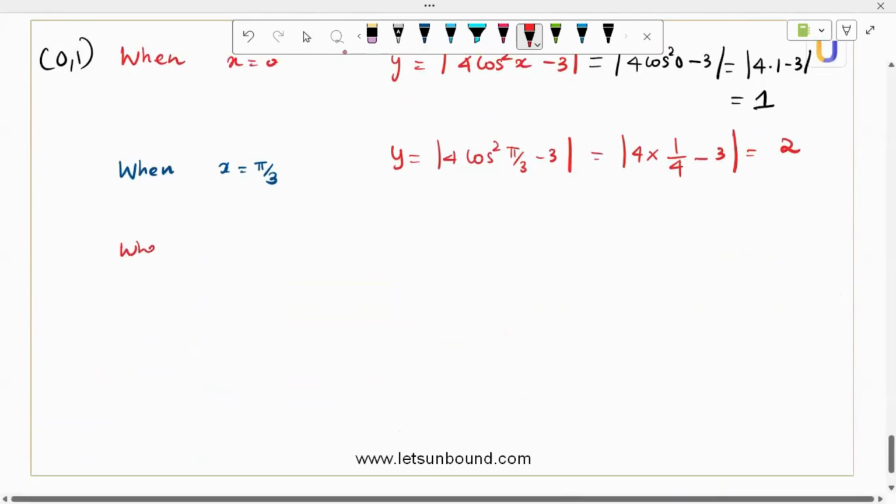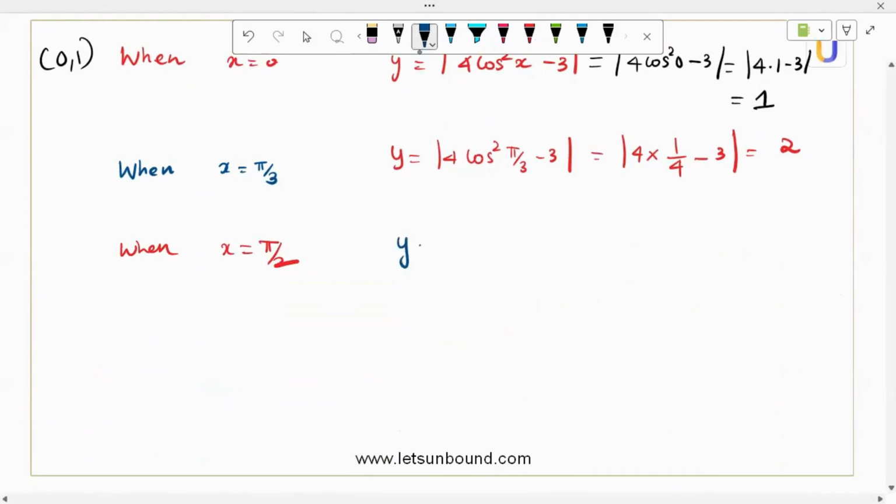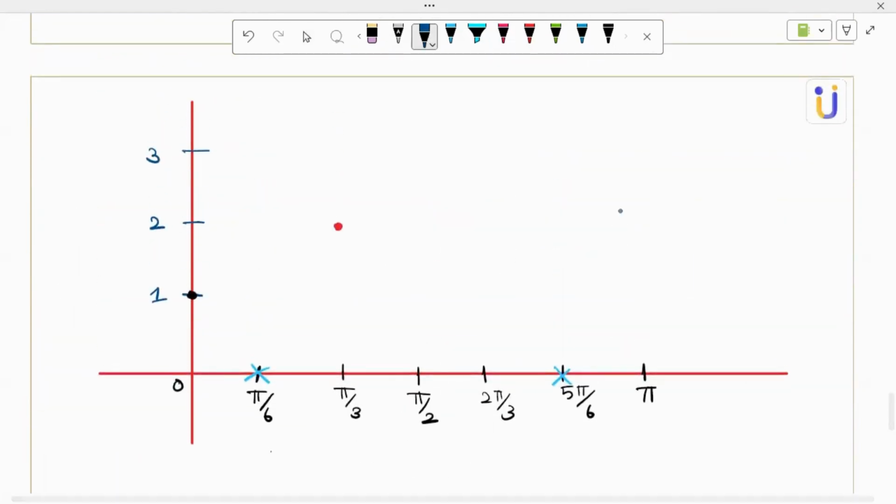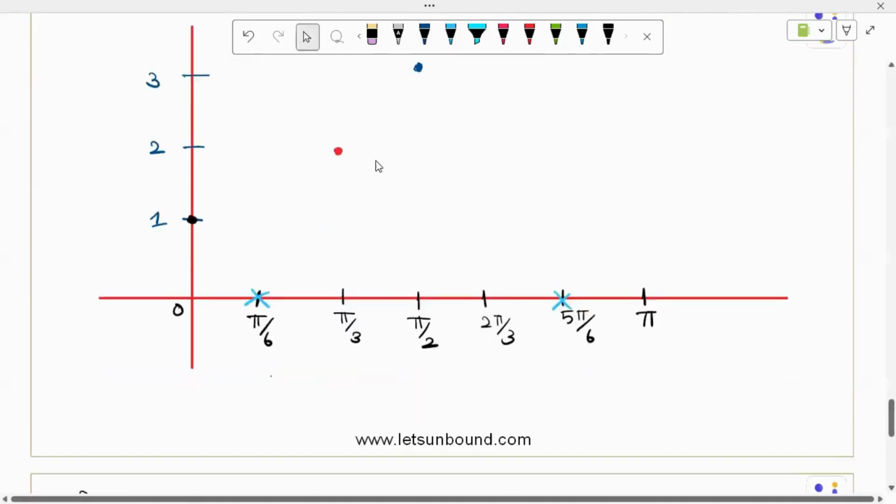So in that case also we can do, otherwise substitution also will work. When x is equal to pi by 2, y is equal to modulus of 4 cos square pi by 2. Cos at odd multiples of pi by 2 is 0. So it is modulus of -3 and it is +3. So at pi by 2, it's 3, let's mark it. Here it is. Then it's symmetrical. So I know the next points, but anyways, let's do it.